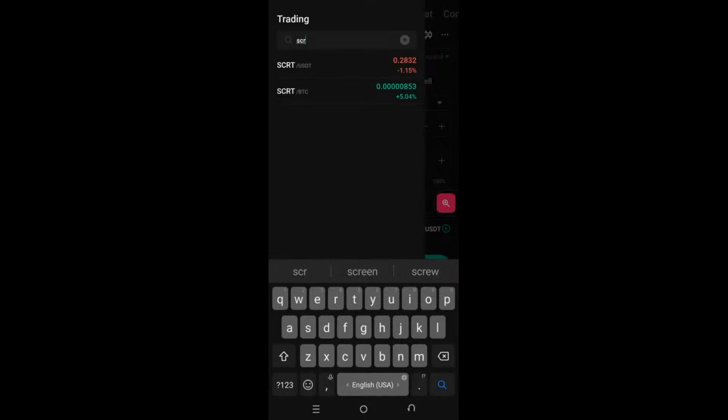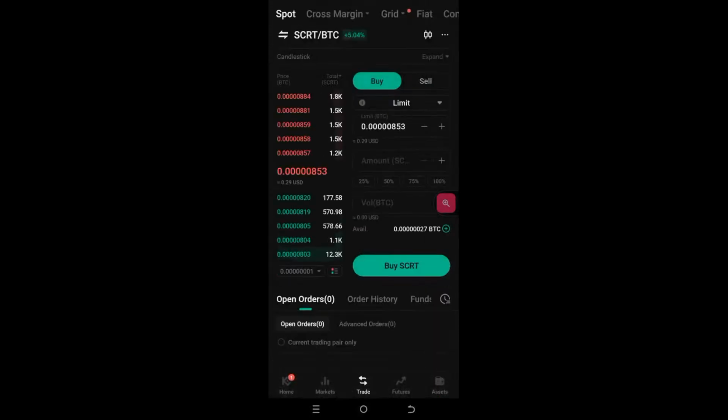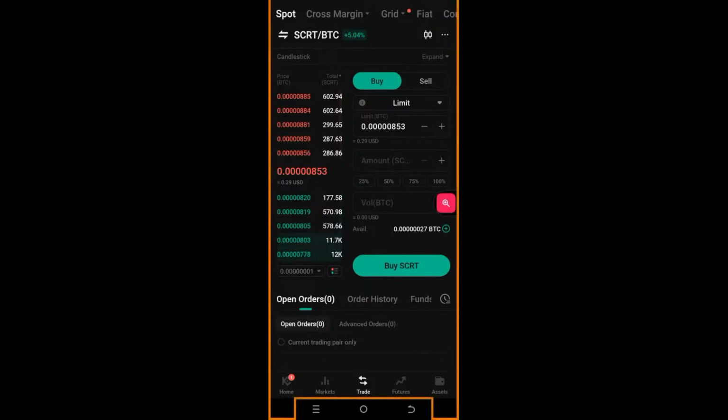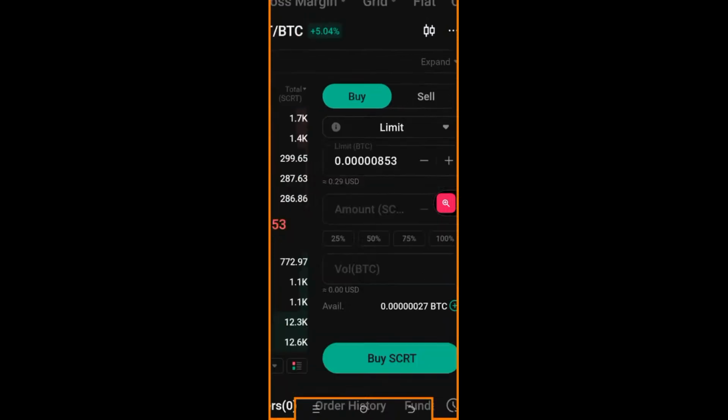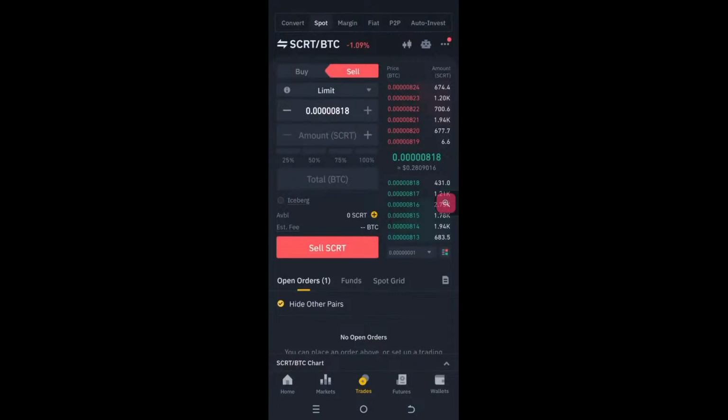Very important. So SCRT BTC. So we're going to first of all check. Now look at it. Look at the price we have here: 0.0005853. Look at the price, 853. Let's go check. You can see it here. It's 818. So that means there's actually a big gap, right? So first of all, we don't even have BTC. So we have to buy BTC.